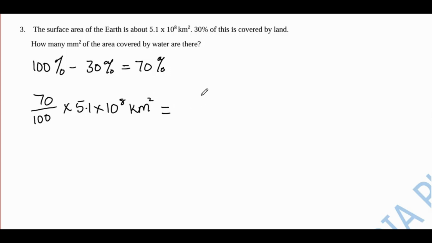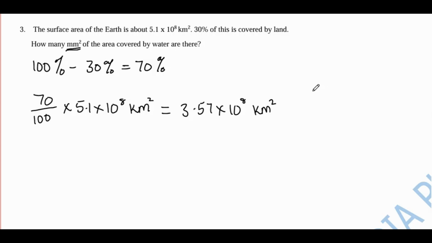to get 3.57 times 10 raised to power 8 square kilometer. Now this is the area that is covered by water, and now we need to convert this one into millimeters, as the question tells us here.